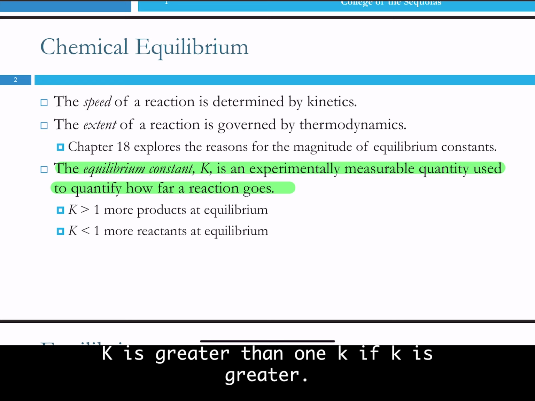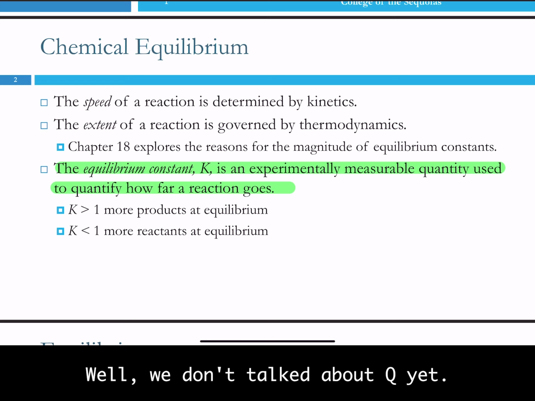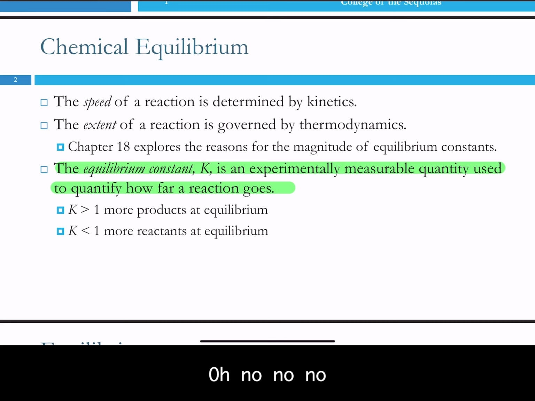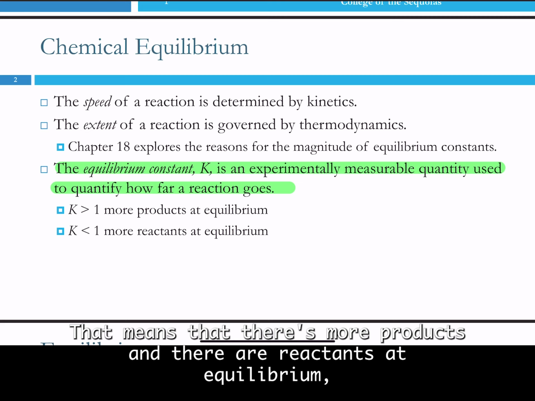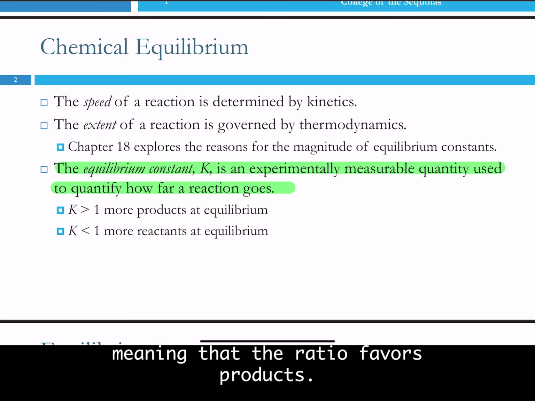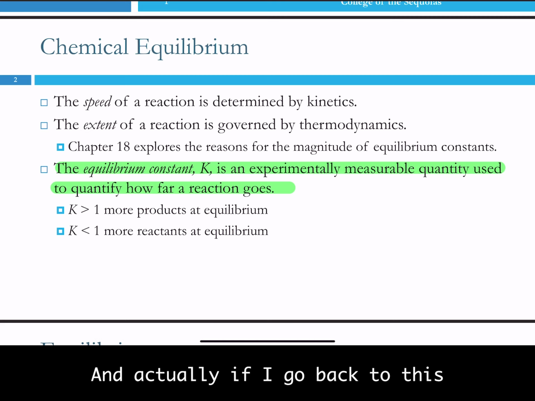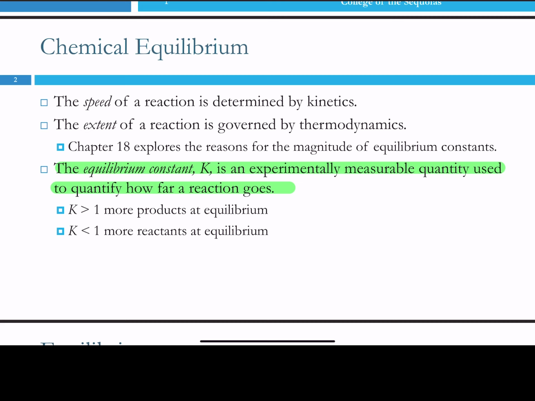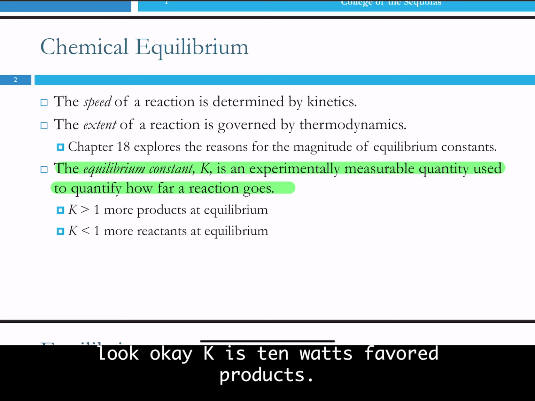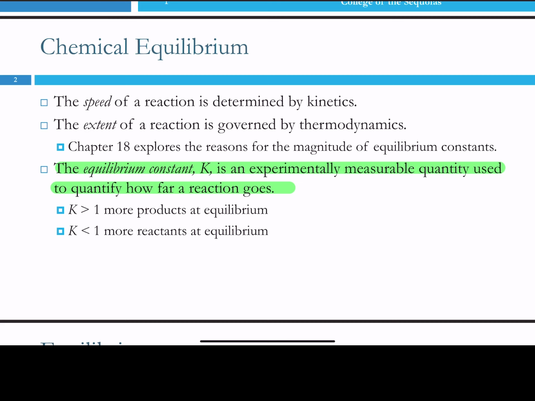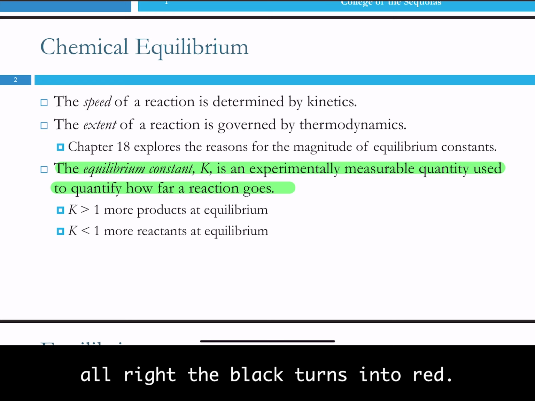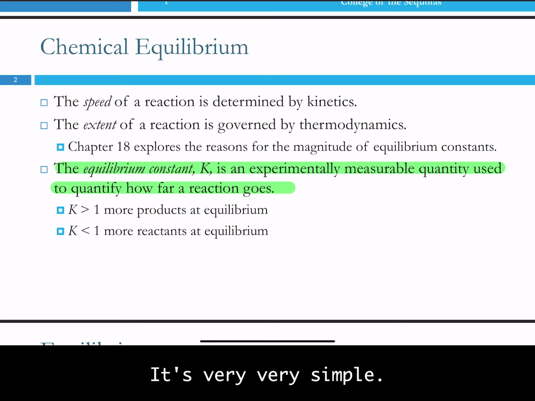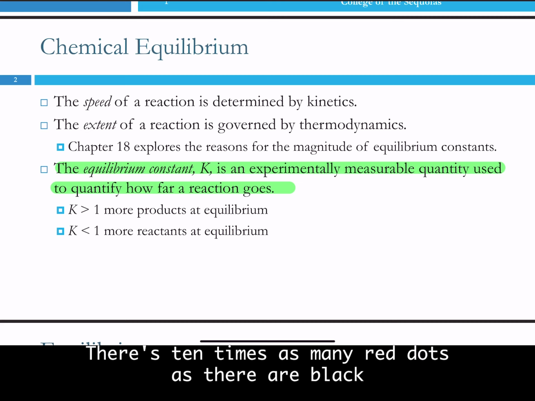If K is greater than 1, that means there are more products than reactants at equilibrium, meaning the ratio favors products. If I go back to this, K is 10. What's favored? Products. In such a simple reaction, the black turns into red, and there are 10 times as many red dots as black dots.